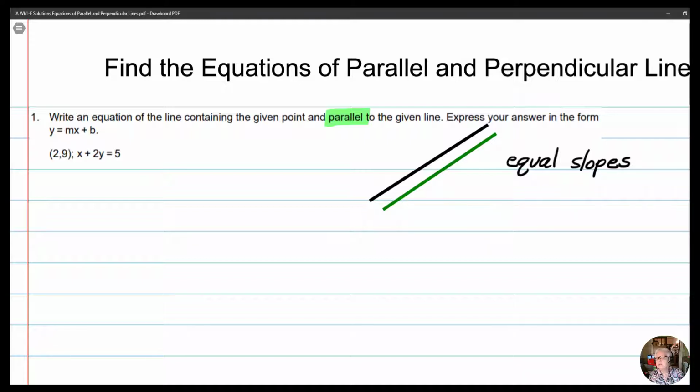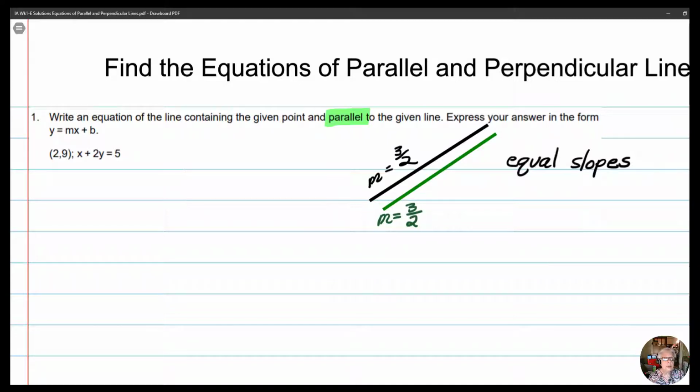So suppose the slope of these lines, suppose the slope of the green line there, let's say that. Suppose that slope is positive 3/2. Then the slope of the black line will be positive 3/2. Their slopes are exactly the same.